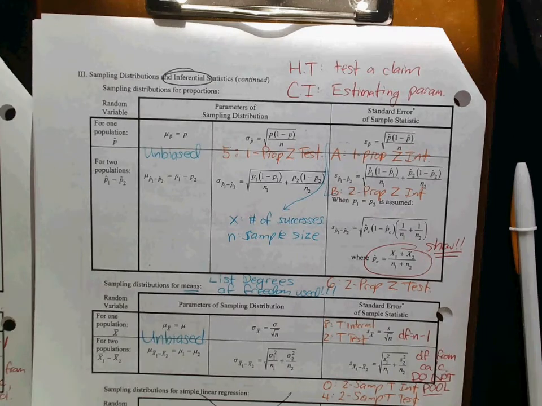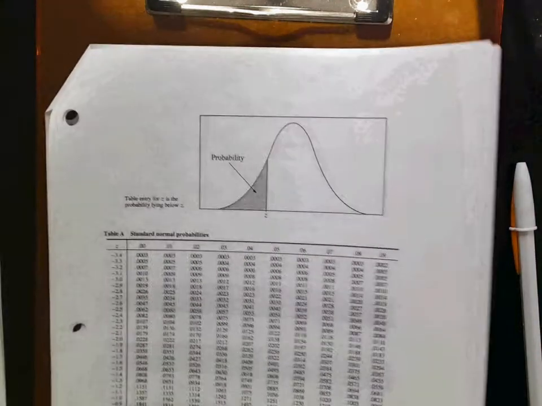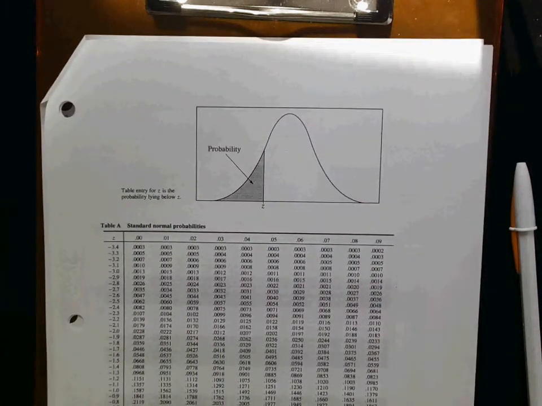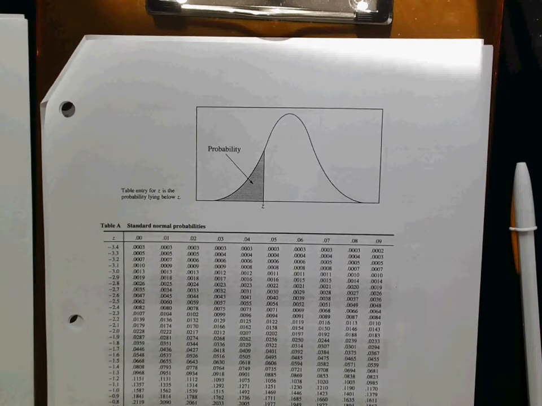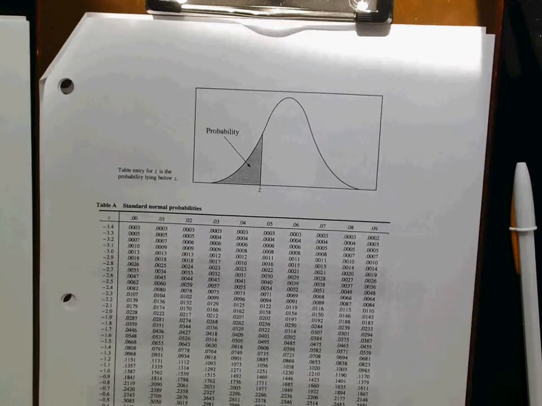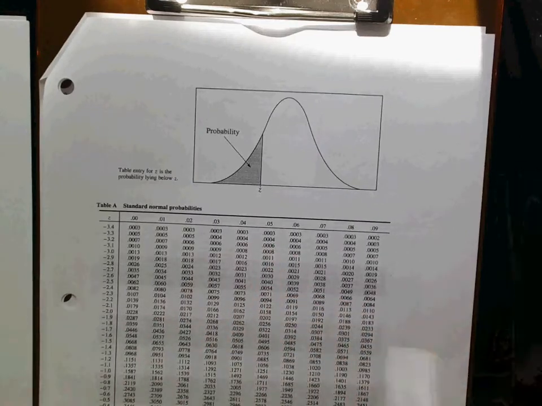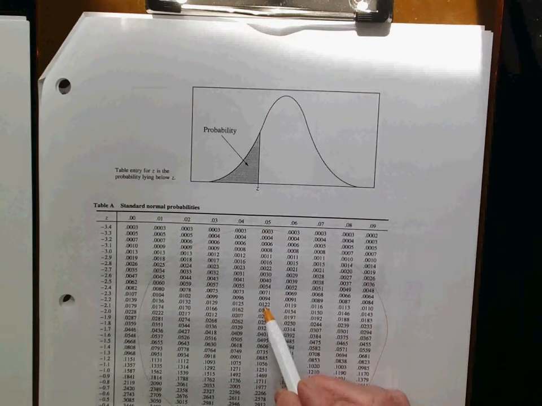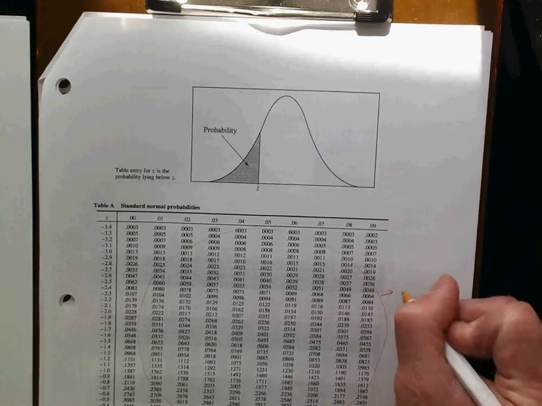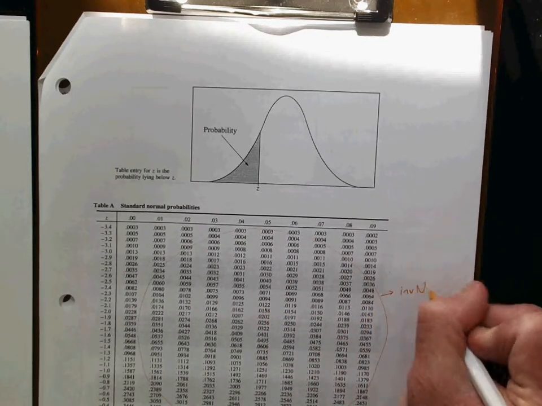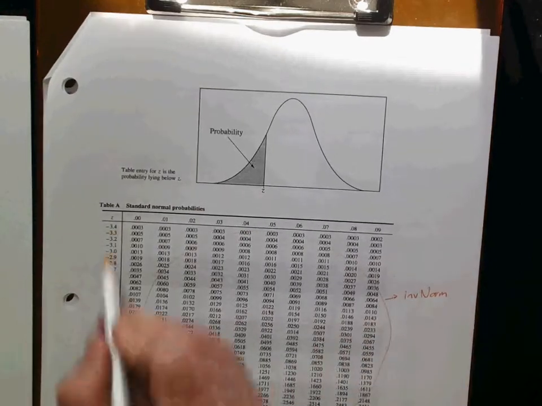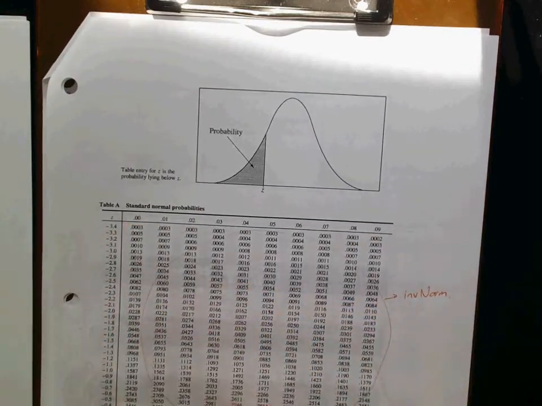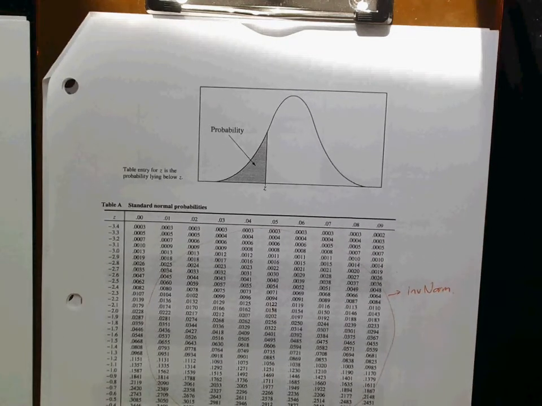The final things I do want to mention is just the next piece here is the normal table. I don't use it. Some of you do, and that's nice. What you have to realize is if you're ever using the inside of the table, if you're starting with a proportion, that's something where you're using inv-norm. And then the sides are the z-scores.